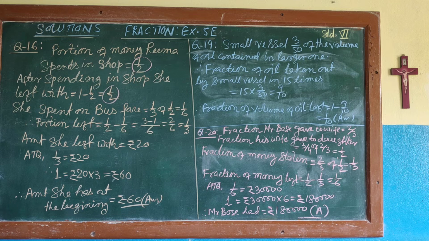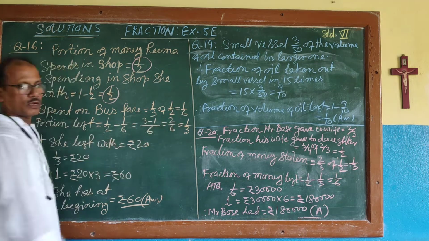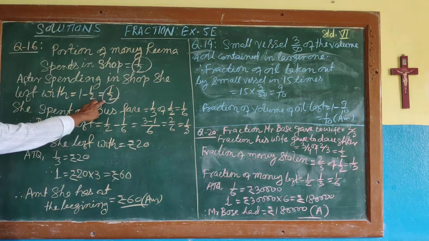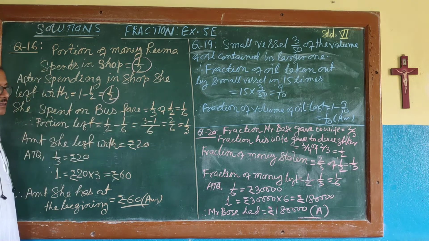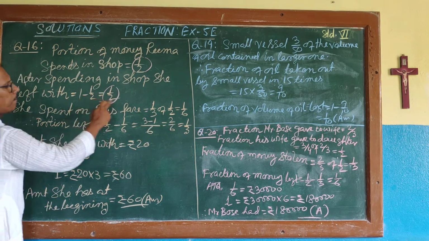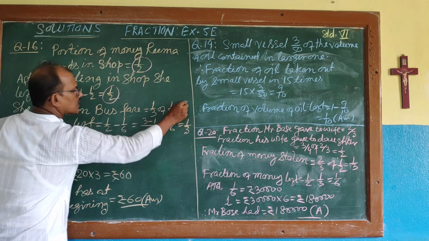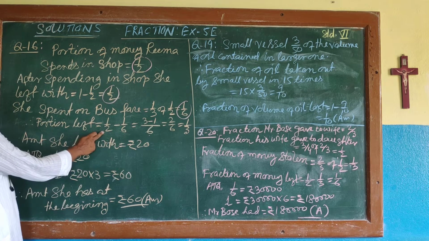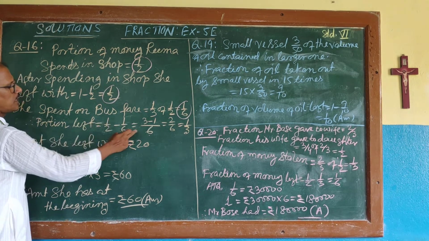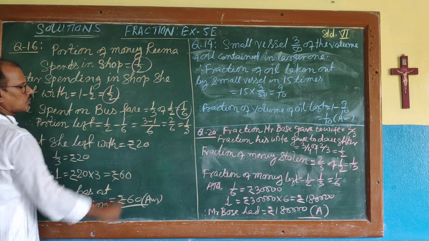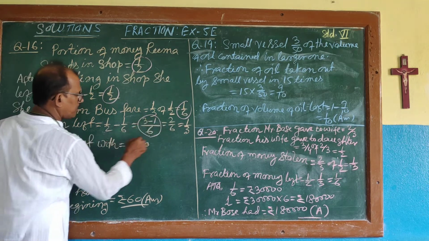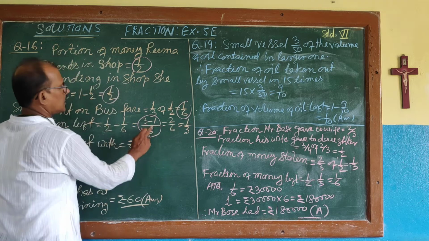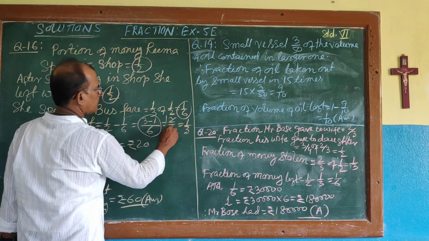Now again, after spending 1/6 on bus fare, how much is leftover? Subtract from 1. You were remaining with half, and from there 1/6 you spent. So the portion leftover will be half minus 1/6. Could you understand? Half minus 1/6, 6 will be the LCM. 6 divided by 2 is 3, 3 into 1 is 3, 6/6 is 1, 1 into 1 is 1, so 3 minus 1 over 6 is left finally after spending on the bus fare. So she is left with 2/6, which is equal to 1/3.